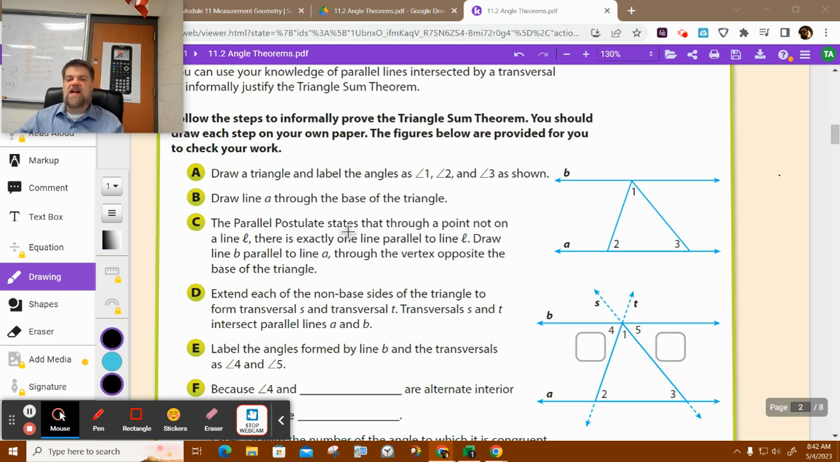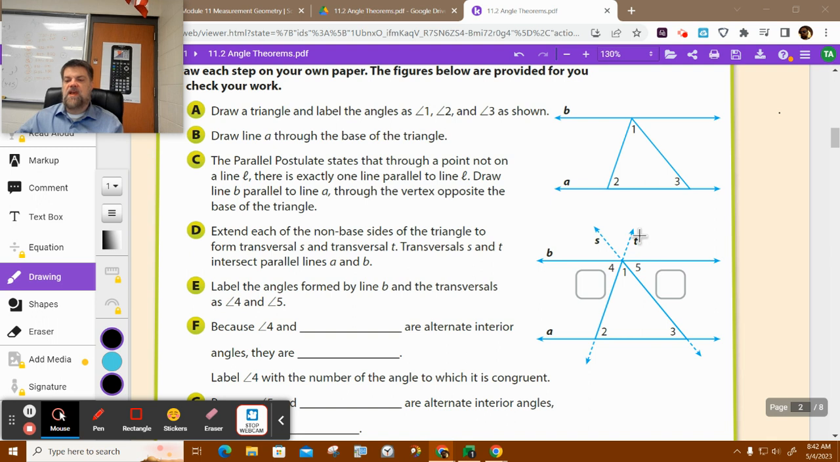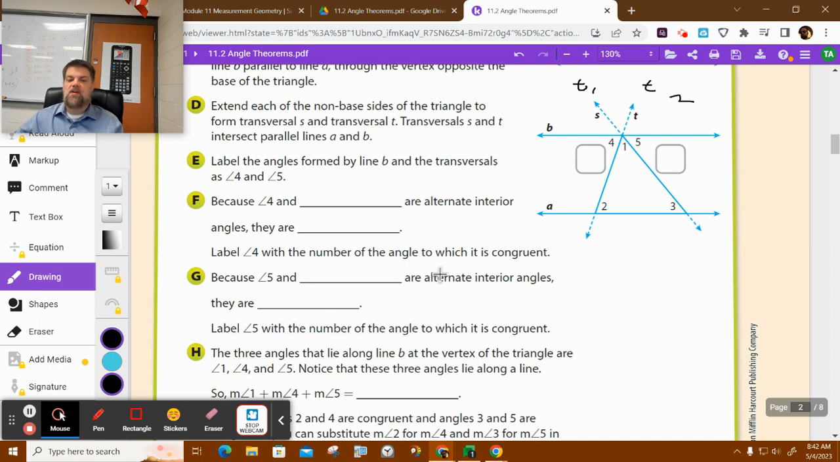It says the parallel postulate states that through the point, so if we extend the lines, we've got a transversal. So this is like a transversal. We'll call it T1, and we'll call this one T2. And then once we extend those lines, it says label the angles formed by B and the transversals such as 4 and 5. So this angle's 4, this angle's 5.